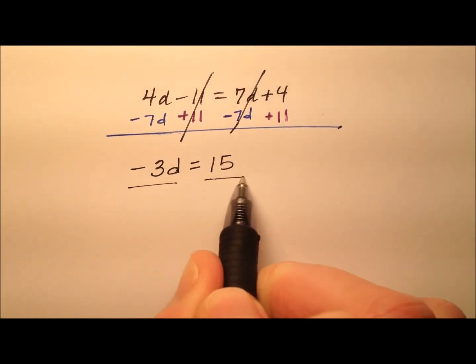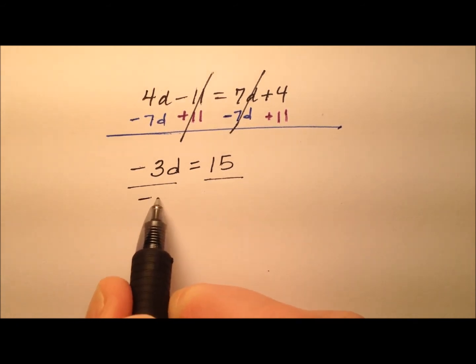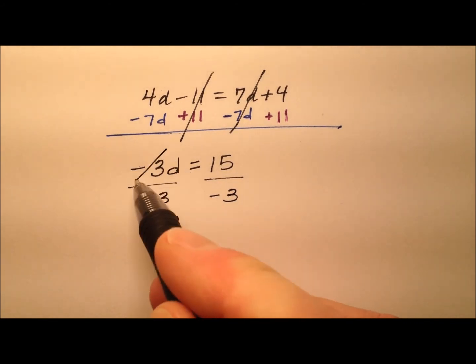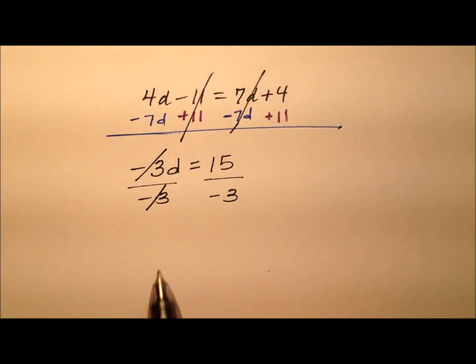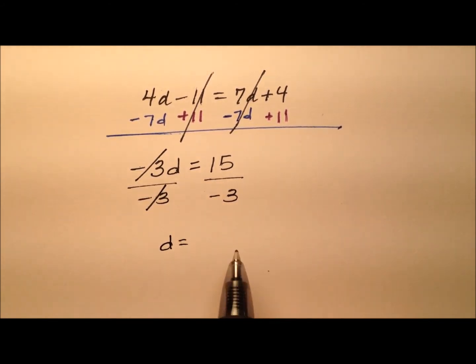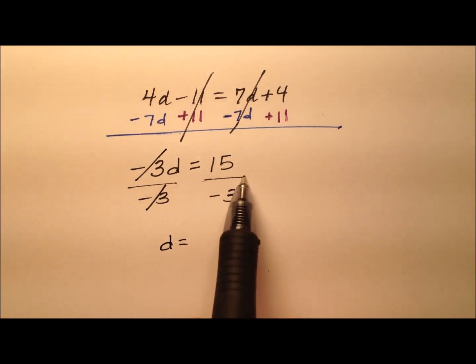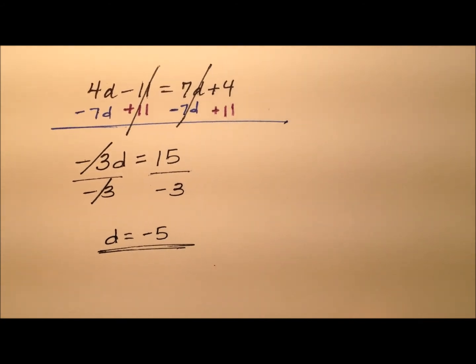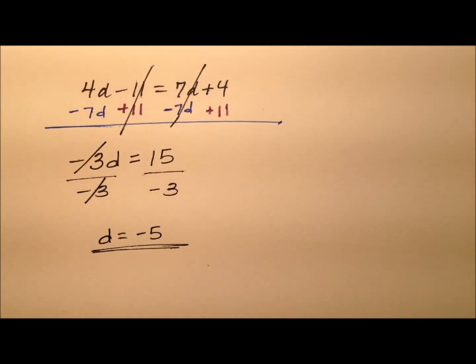The opposite of multiplication is division, so let's go ahead and divide both sides by that negative 3. When we do so, of course, the negative 3's cancel, and I'll have d equals 15 divided by negative 3, which will be negative 5. So we're saying that the value for our variable d is negative 5.